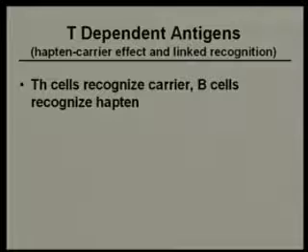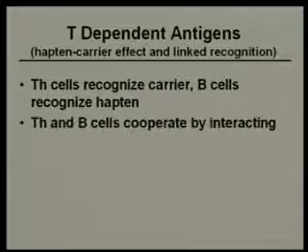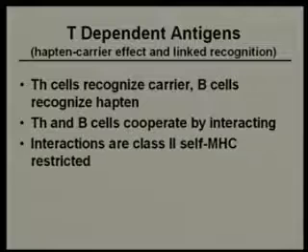Typically, the T helper cells will recognize the carrier, where the B cell will recognize the hapten. The carrier typically is a protein. As we discussed before, T cells have to recognize proteins. The T helper cell and the B cell cooperate by interacting with one another. Again, interactions are class 2 self-MHC restricted, so the peptide presented by the B cell to the T cell is in association with a class 2 MHC molecule.